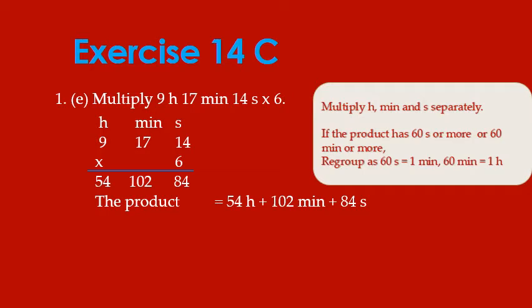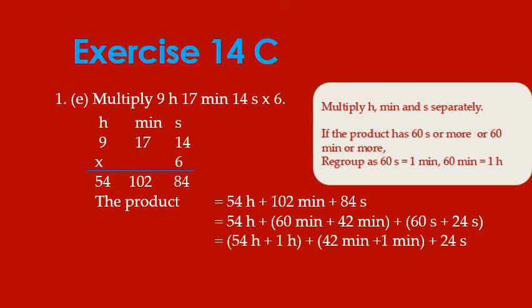54 hours is equal to 54 hours, but 102 minutes is equal to 60 minutes plus 42 minutes, and 84 seconds is equal to 60 seconds plus 24 seconds. And you know children, 60 minutes is equal to 1 hour and 60 seconds is equal to 1 minute. So instead of 60 minutes, we will write 1 hour, and instead of 60 seconds, we will write 1 minute. Therefore, 54 hours plus 1 hour plus 42 minutes plus 1 minute plus 24 seconds.